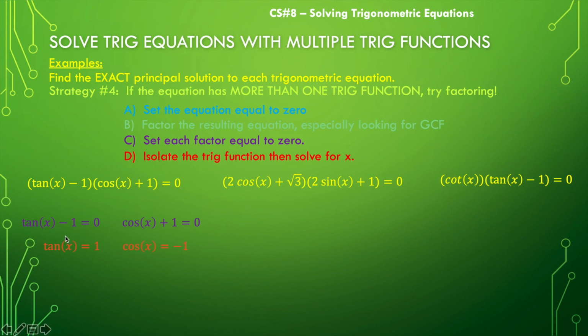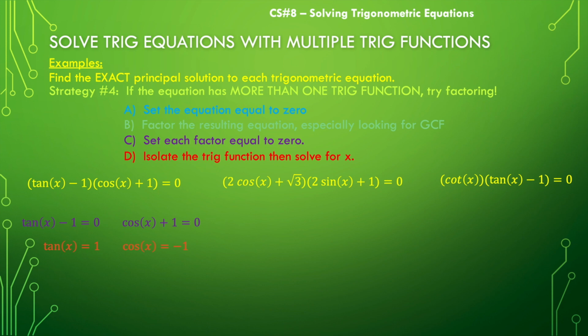So now we can use our knowledge of the unit circle to answer these questions. Which angles on the unit circle have a tangent of 1? And that is where the y and the x values are exactly the same. So that would be at pi over 4 and 5 pi over 4.